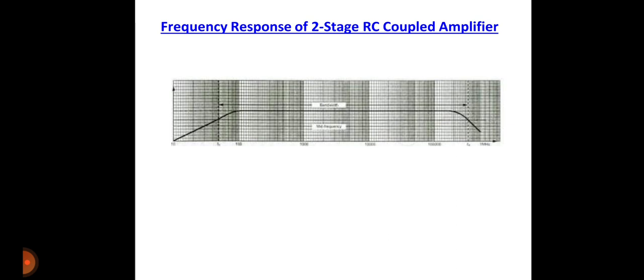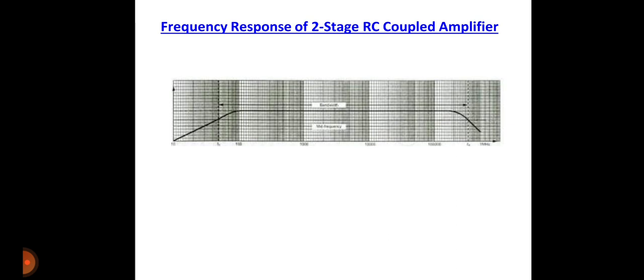So frequency on x-axis and voltage gain on y-axis. Over a band of frequencies there is no peak, therefore the line is horizontal. That is why it is known as a good audio amplifier. It is also known as voltage amplifier.